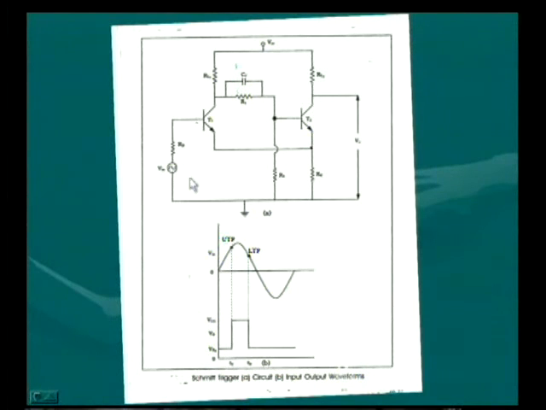So initially, without applying any input signal, let us consider T1 is off and T2 is on. When T2 is on, it is a short circuit and there will be some voltage drop across this emitter resistor RE. Let us name it as VE2. This VE2 is available at the emitter of transistor T1 and there is no signal at the base initially.